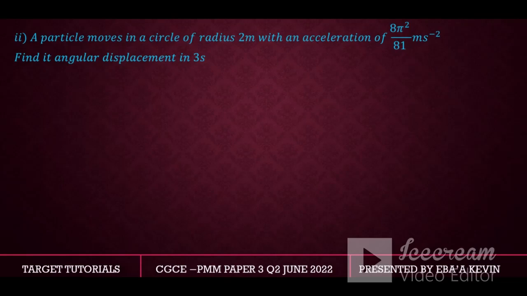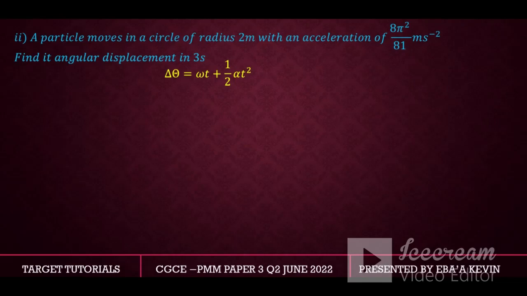In order for us to get this one, we need something very pertinent, that is an equation. We are going to express Newton's laws of motion in terms of angular motion. That is this formula: d theta equals omega t plus half alpha t squared. It is Newton's law of motion, but d theta is the angular displacement, omega is the angular velocity, and alpha is the angular acceleration.